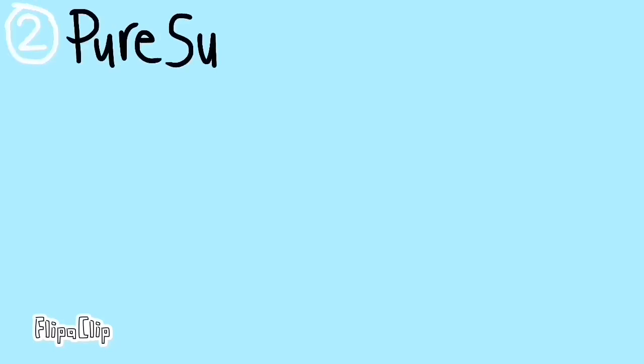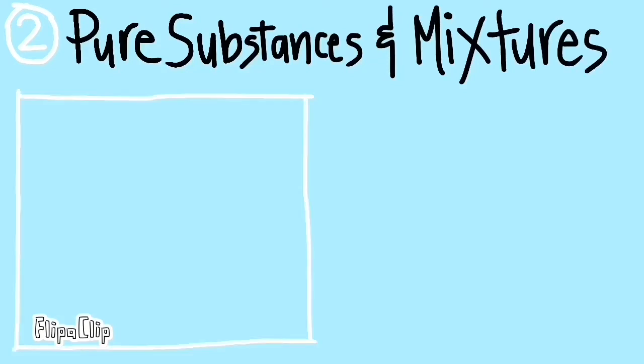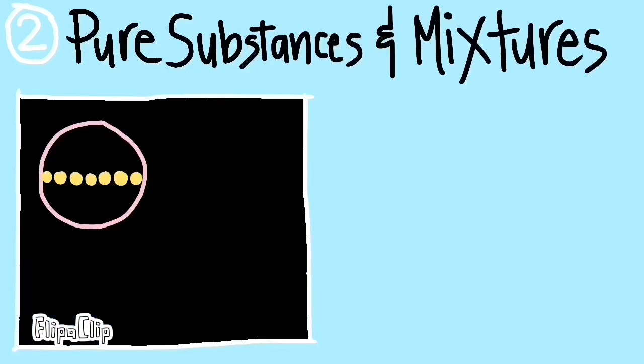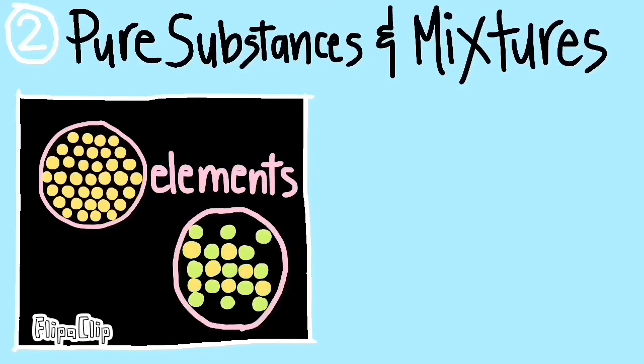Next, pure substances and mixtures. Pure substance is a matter that has a fixed composition and distinct properties. Under this are the elements and compounds. Elements are composed of only one atom, while compounds are composed of two or more elements.